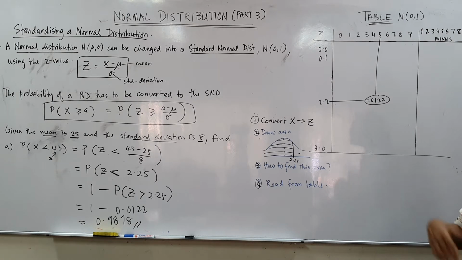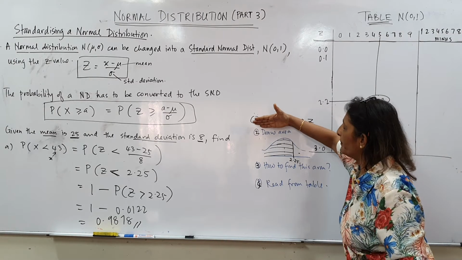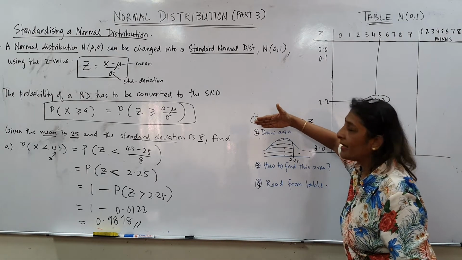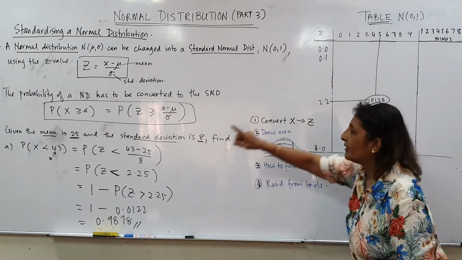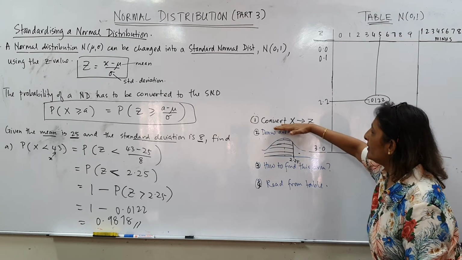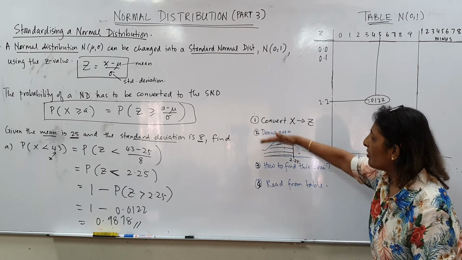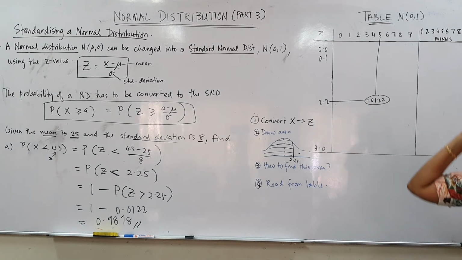So it's actually what you have done before in part 1. The same thing you have done in part 1 except for the first step. In part 1, everything was in standard normal Z already, but here they give you a normal distribution and you have to convert it to standard normal. After that, step 2 onwards is all that you learned in part 1 of normal distribution.